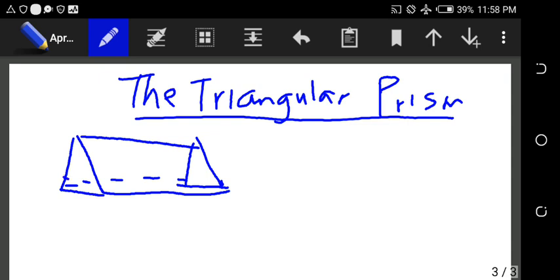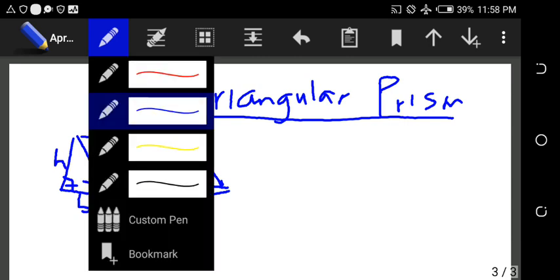Alright, so let's do some labeling. We have a right angle formed here, a right angle formed here. Considering the triangles, we have a right angle formed. So when we consider the triangle, this is the base of the triangle, the triangular side, and here is the height of the triangle.